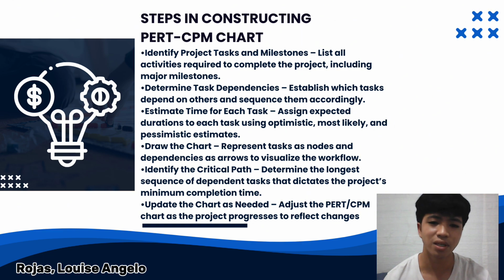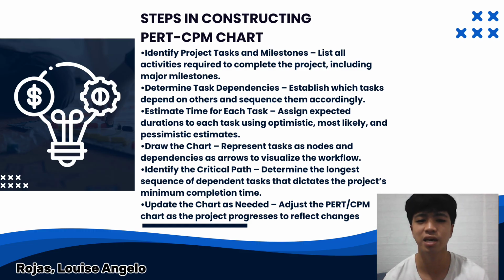Third, estimate time durations. Every activity needs a realistic time frame. For example, site preparation 2 weeks, equipment procurement 4 weeks, installation 3 weeks, and planting is 8 weeks. So this will greatly help allocate resources effectively and manage deadlines.